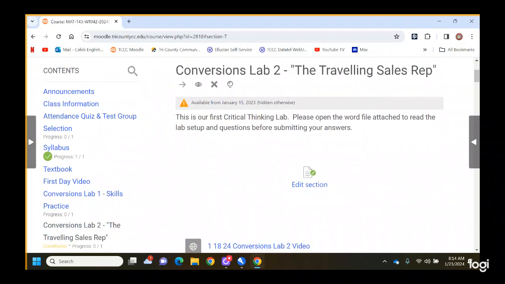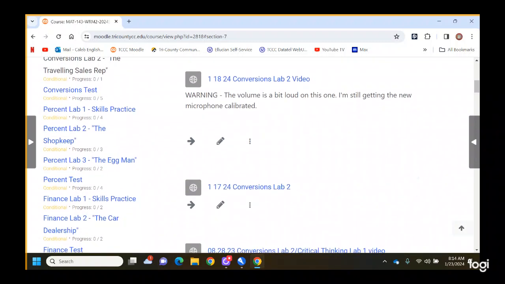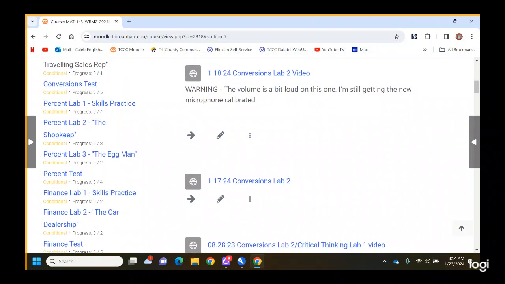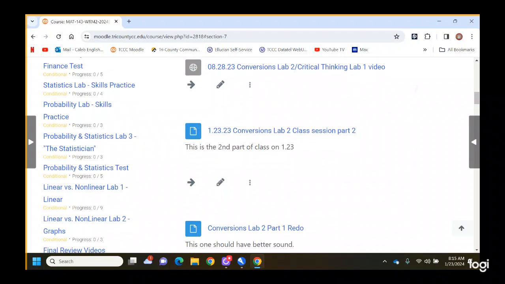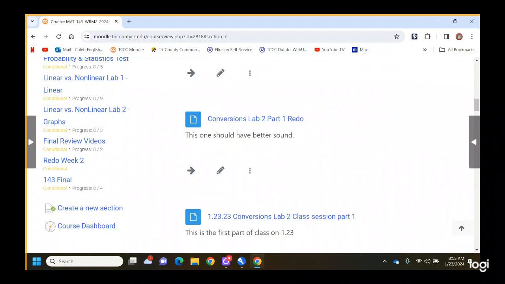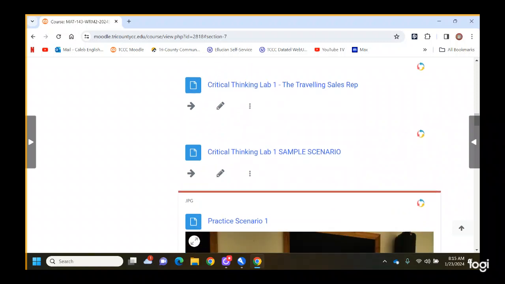So we talked last week about this lab, and we went through the whole practice scenario thing. When I went back and watched the video that I recorded on the 18th, it was booming. I'm still getting this new microphone figured out, so just make sure you turn your volume down for that one. But we got a lot of videos that were either linked or embedded in here.